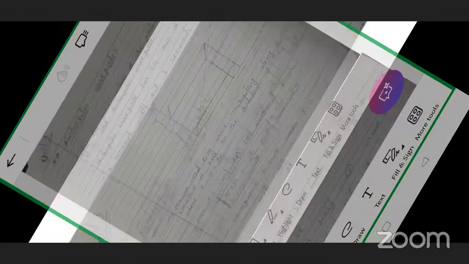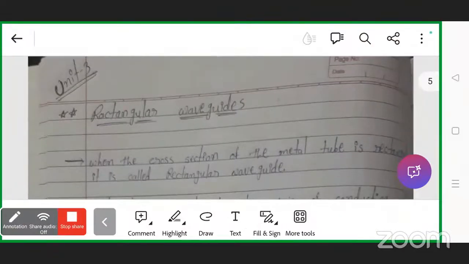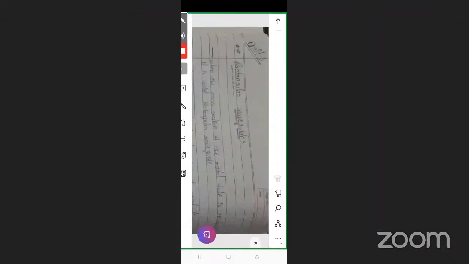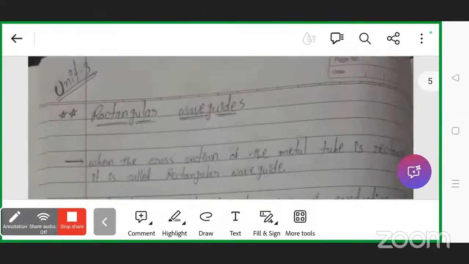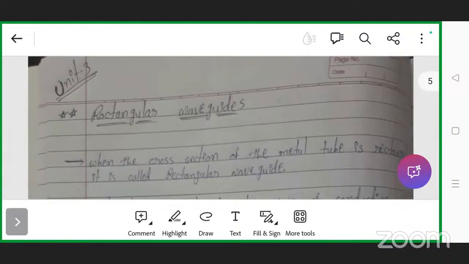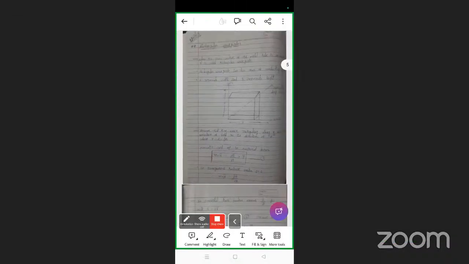What we discussed yesterday: rectangular waveguide. I said we will get two essay questions, either rectangular waveguide, or the other question, cylindrical waveguide. When do we call the waveguide a rectangular waveguide? If the cross section of the metal tube is in rectangular shape, we will call it a rectangular waveguide.